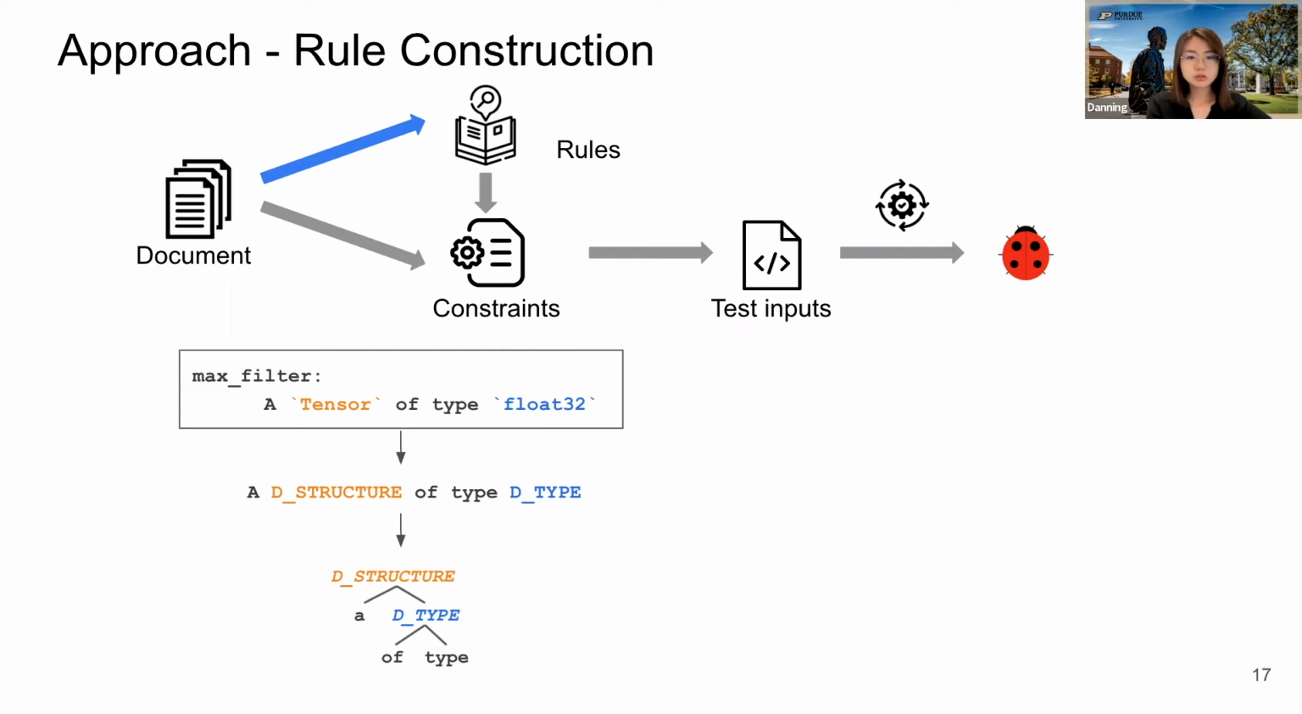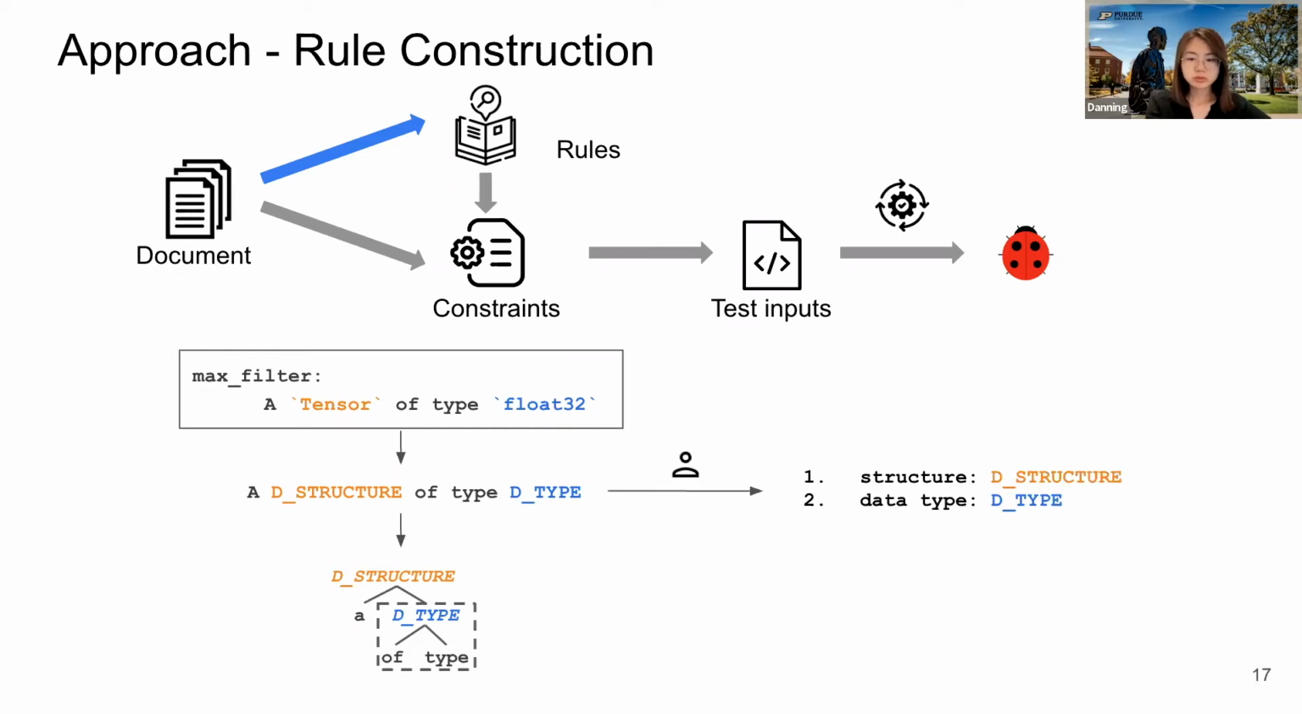Since it is hard to analyze all the text, we want to start with the frequent cases and construct rules from them. We first conduct frequent subtree mining to discover frequently occurring subtree patterns. In these examples, the subtree pattern of type D type is one of the most frequently occurring subtrees in all of the documents we analyzed.